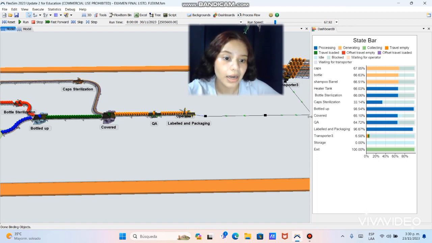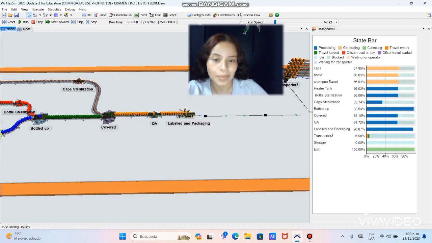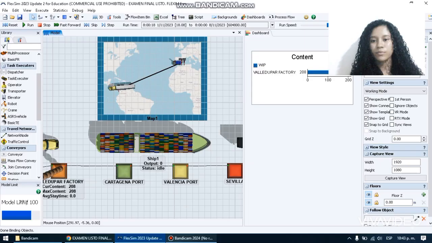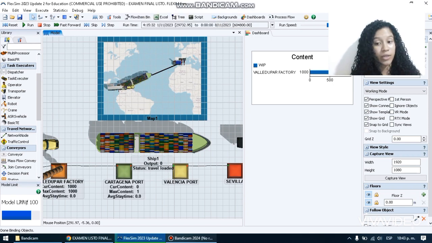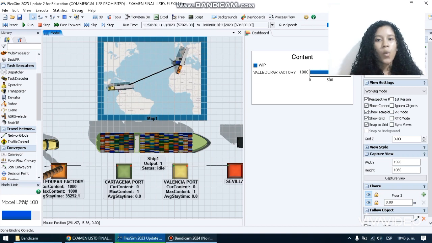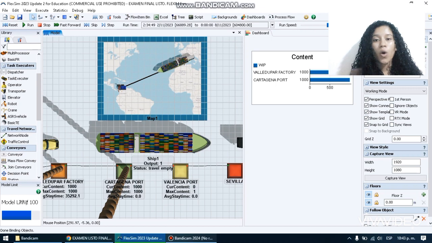Now we have to move on to the part of the international transportation, and that's the part of my partner Maurys. Hi, I'm Maurys Fontalvo and I'm going to explain the route logistics of this simulation. So, the route logistics carried out by our company for this order are: first, we are in Valledupar, where all the manufacturing processes are done to deliver the final products.